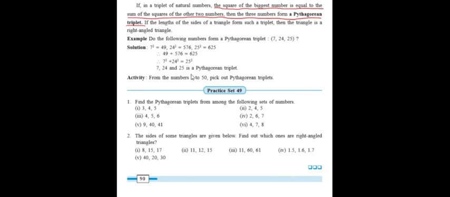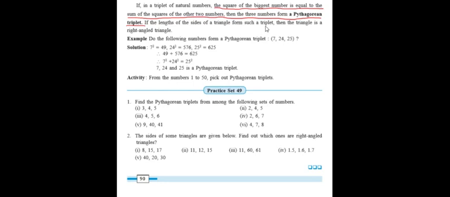So now let us begin with practice set 49, question 1. Find the Pythagorean triplets from among the following sets of numbers. So here you can see they have given you 6 sums. In each sum there is one set of numbers. So you have to find which among them form a Pythagorean triplet.